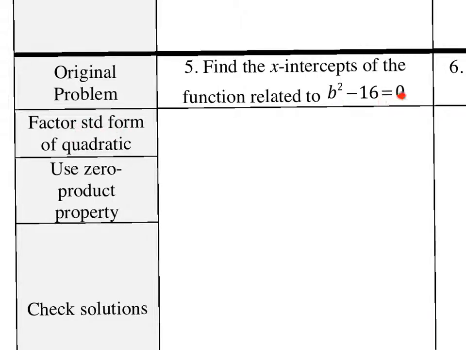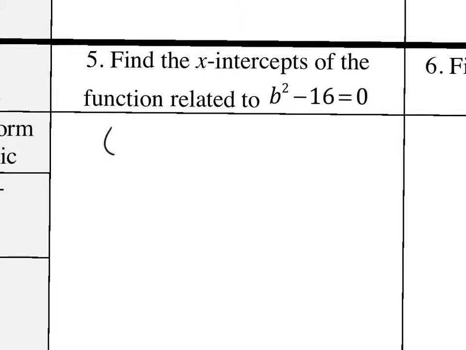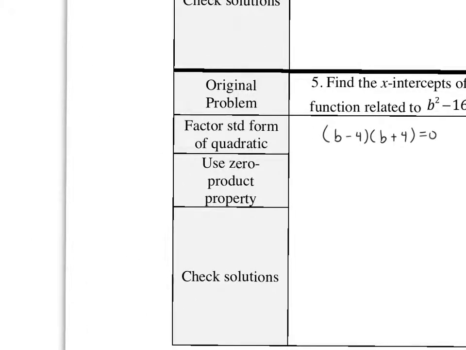All right, so this is already in standard form because everything's equal to 0 here and the exponents decrease. Now I do recognize that this is a difference of squares. For those of you who recognize that, it goes quick like this: b minus 4 times b plus 4 equals 0. Just to show you what rule we're using, the rule says that if I have a difference of squares, like a squared minus b squared, that will always factor to conjugates, a plus b times a minus b, no matter what, as long as you have perfect squares.